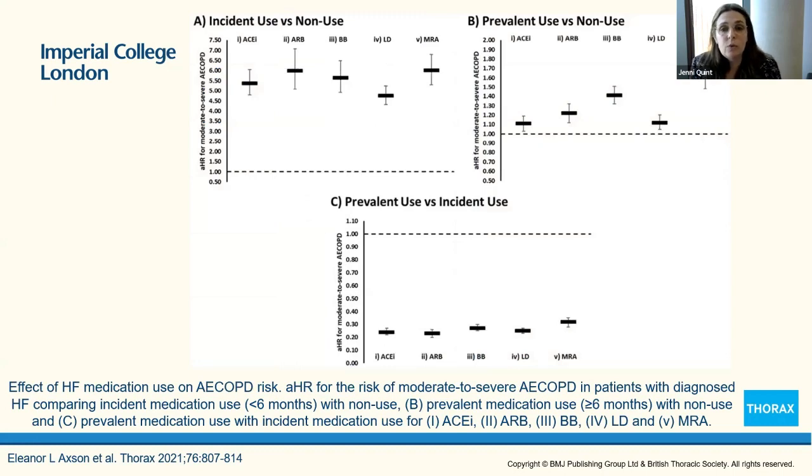We've done quite a lot of work subsequently looking at medications, and this is work that Eleanor Axon had done in my group when she was doing her PhD. And here we were exploring COPD exacerbations in people with heart failure and COPD relative to their management of their heart failure. And what was interesting with this particular study was essentially ascertaining that people who were likely to have heart failure, so possible disease but not a formal diagnosis, were at increased risk of COPD exacerbations. And then when actually they were treated for their heart failure and had a diagnosis, compared with being a possible heart failure diagnosis, they actually had fewer exacerbation events.